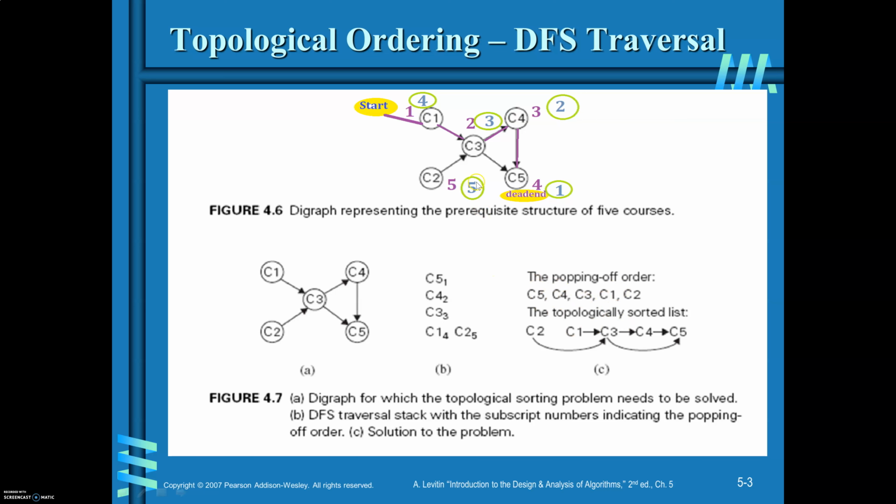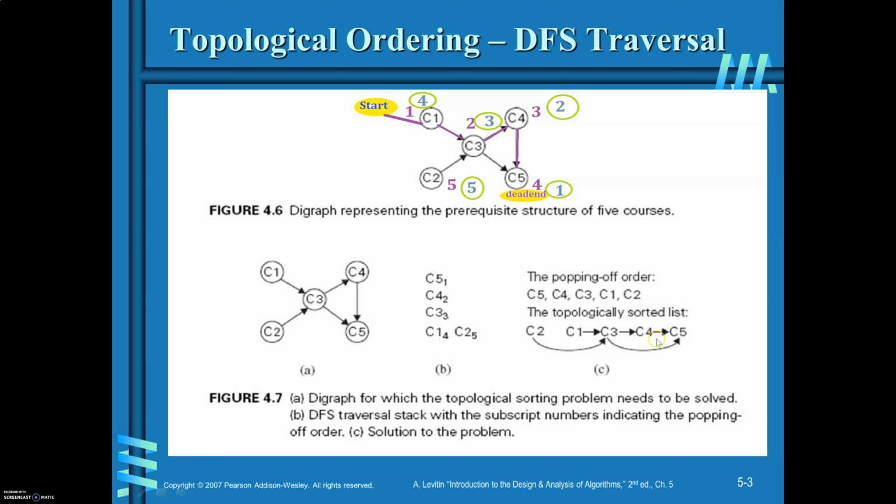First one is C5, then C4, C3, C1, C2. Reverse this popping order, and that will give you the topologically sorted list, that is C2, C1, C3, C4, C5. This is the topological list. So let me repeat once again.